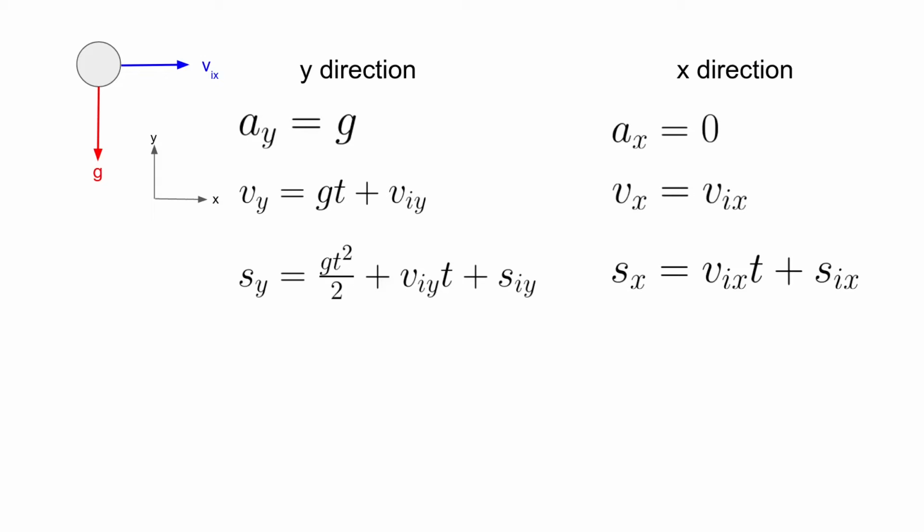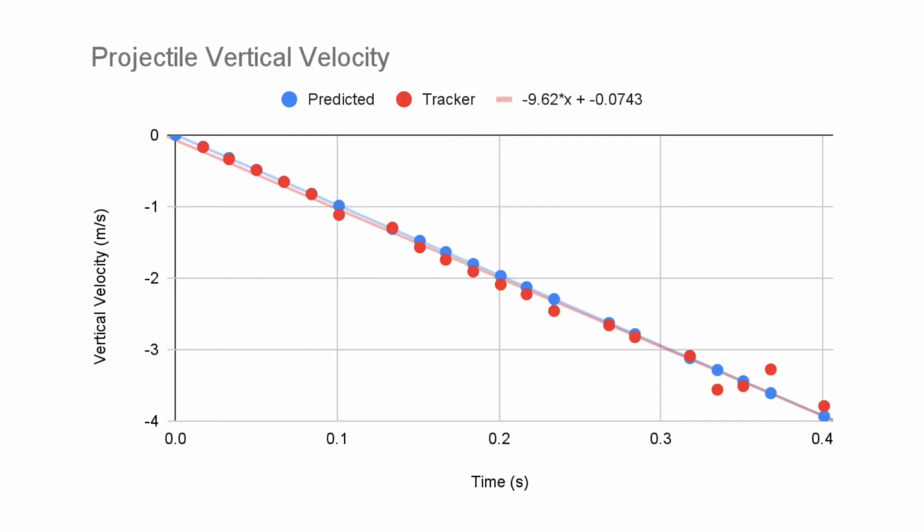So just like last time, here is the graph of the vertical velocity of the ball. And as you can see, once again, the data points that we got from Tracker are pretty close to what we would predict from our equations. Again, the blue dots are just 9.81 times time, and the red points are whatever Tracker got.